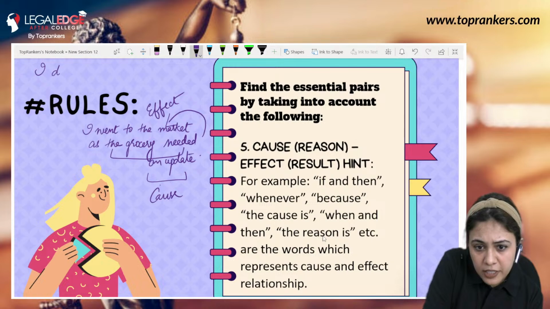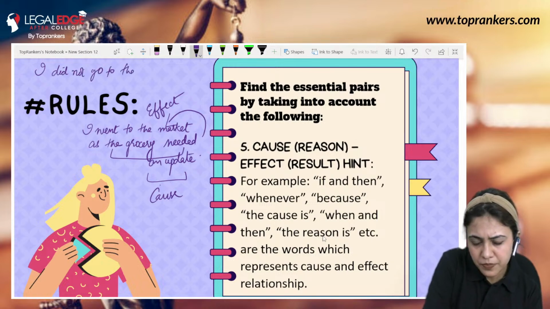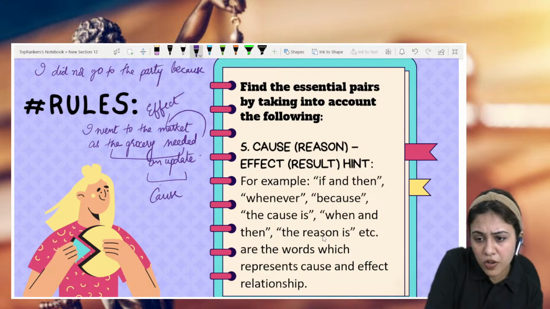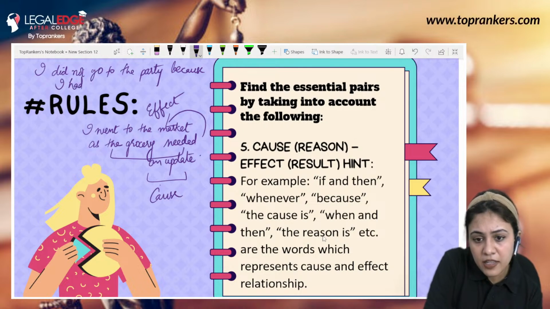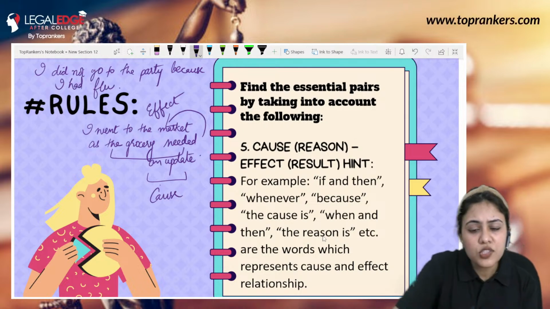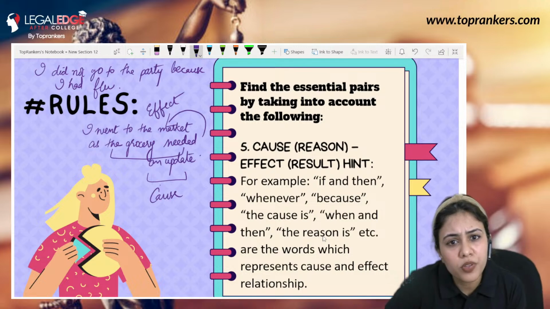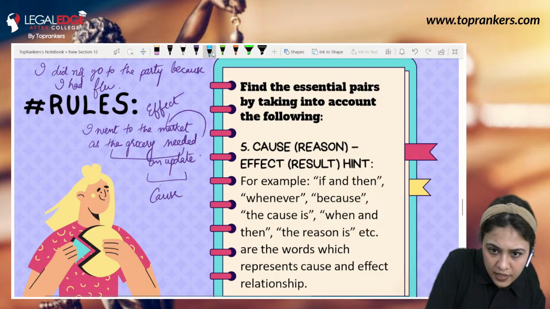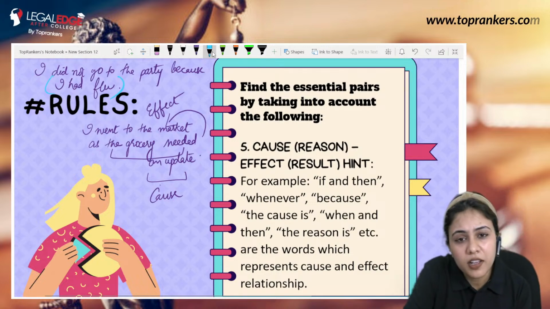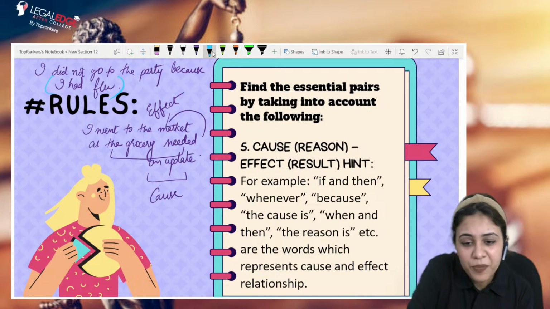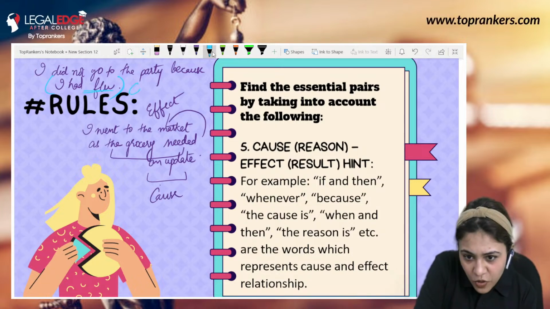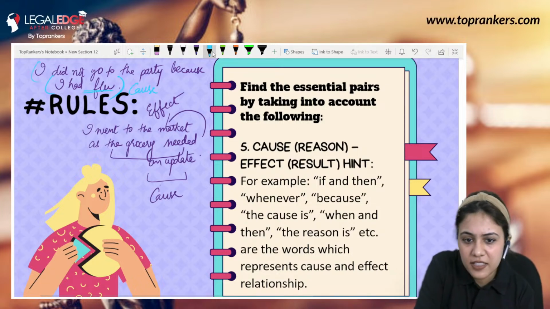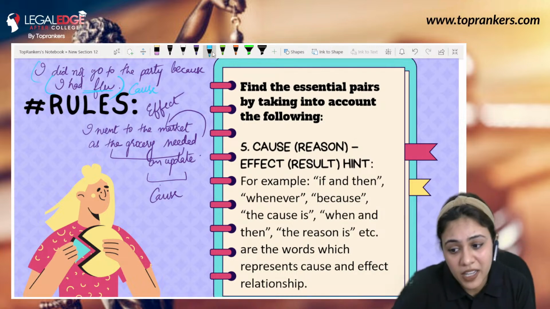I did not go to the party because I had flu. So what's the reason why I could not go to the party? As you can clearly see, I'm suffering with a flu, right? So as you can see, this was the cause and this is the result. उसके चक्कर में मैं पार्टी में नहीं जा पाई.